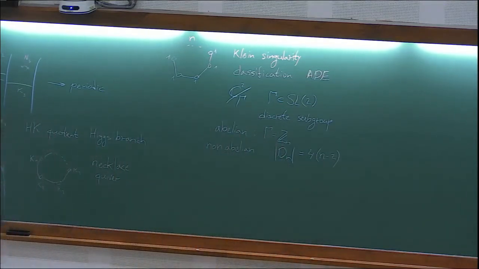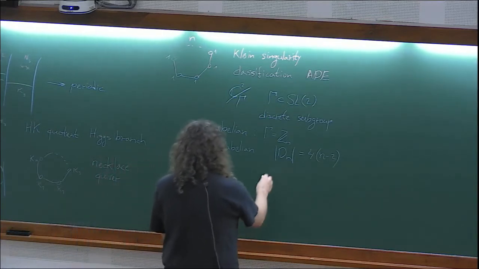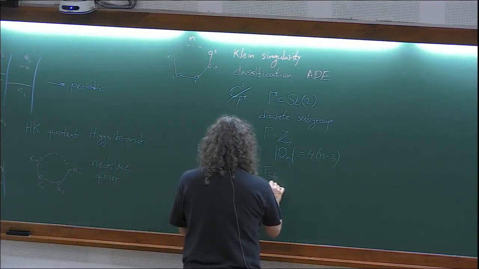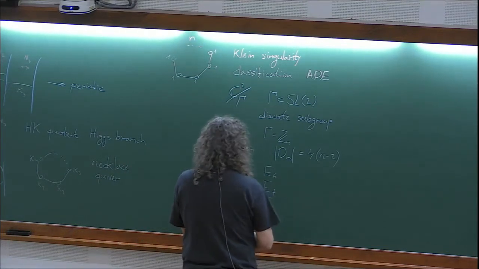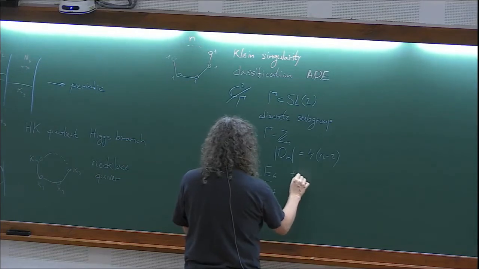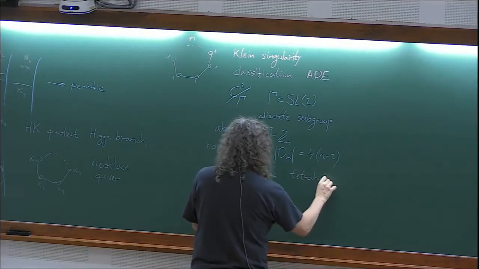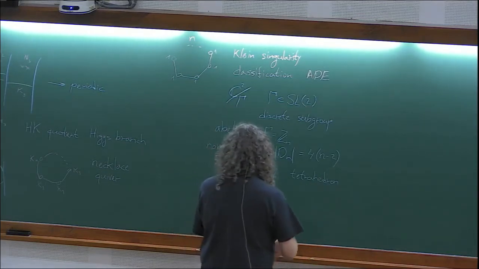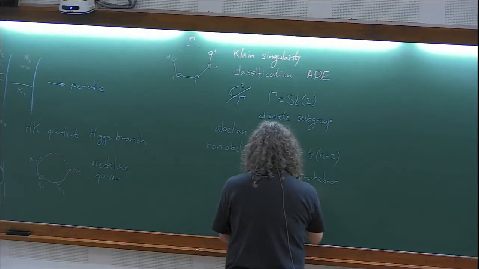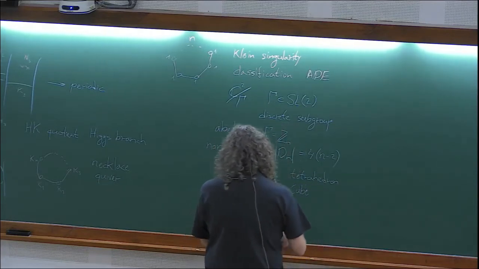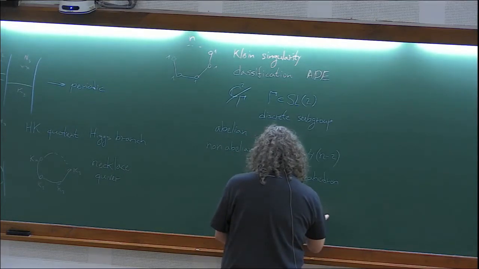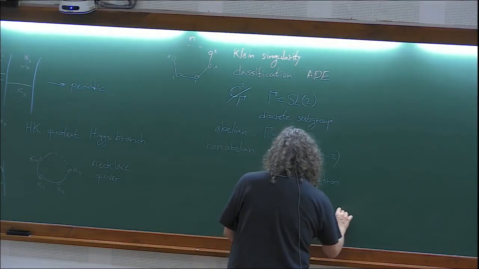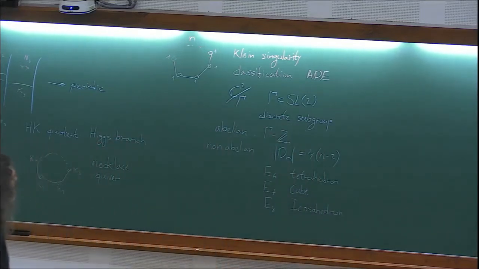And there are 3 exceptional cases which follow from the symmetry groups of the 5 Platonic solids in 3 space dimensions. Those are denoted by E6, E7, and E8. The groups are sometimes called the tetrahedron, which is self-dual. Then there is the cube. And the last one is called the icosahedron.